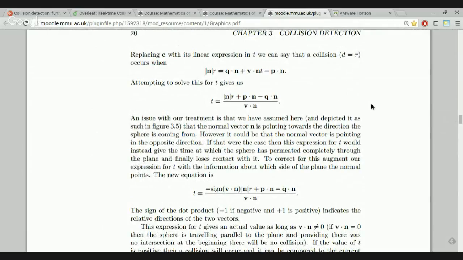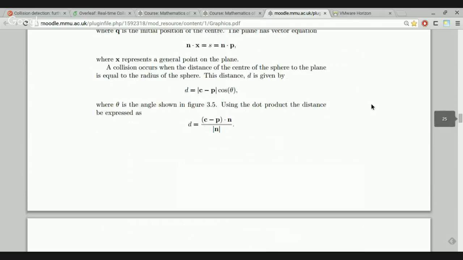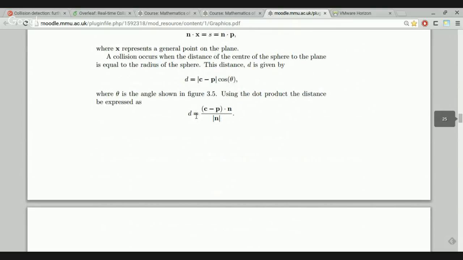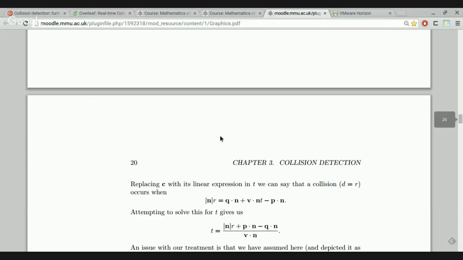So we wanted to know when that distance D is equal to R. So we just set D equals R in this equation, and we replace C with Q plus VT, the moving center of the sphere. So we replace R on the left-hand side and have Q plus VT in the place of C.